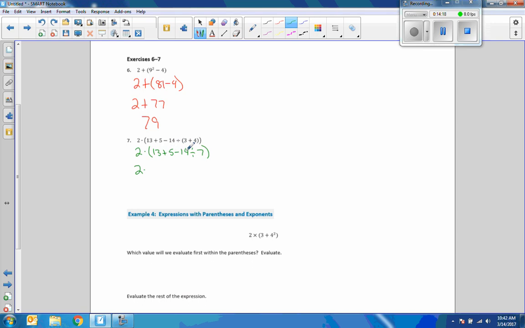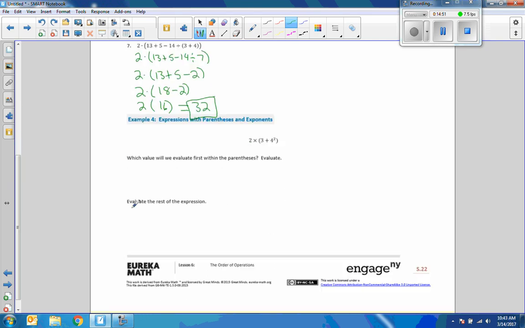In here I have addition, subtraction, and division. Do the division first. 13 plus 5 stays. Minus 14 divided by 7 is 2. I still have parentheses. I have addition, subtraction. Work left to right. 13 plus 5 is 18 minus 2. And that would be 2 times 16. So my answer is 32. Be very careful with multiple parentheses.